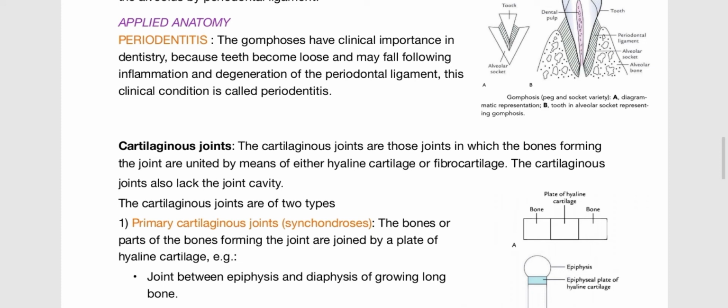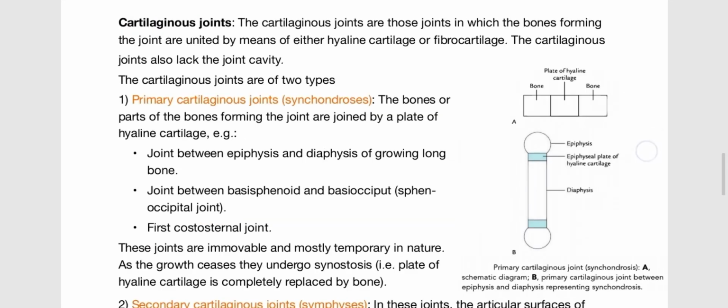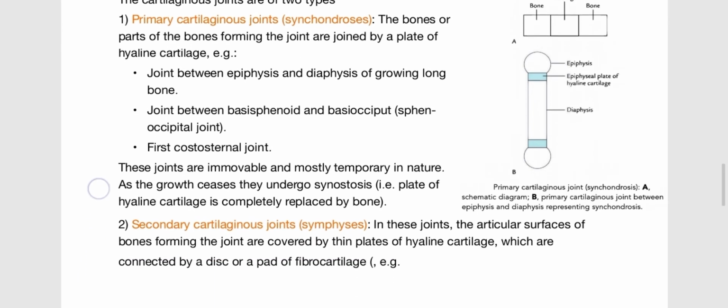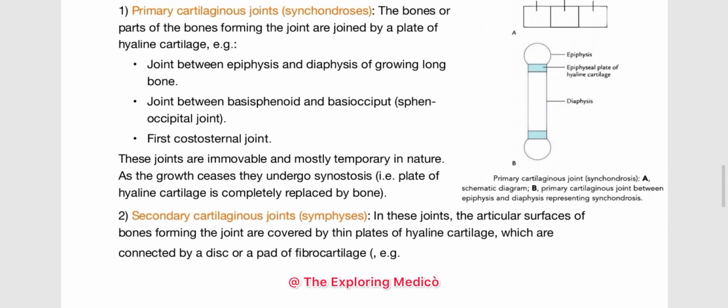The next is cartilaginous joint. The cartilaginous joints are those joints in which the bones forming the joint are united by means of either hyaline cartilage or fibrocartilage. The cartilaginous joint also lacks a joint cavity. There are mainly two types of cartilaginous joint: primary and secondary cartilaginous joint. Primary cartilaginous joint is also called synchondrosis, and secondary cartilaginous joint is also called symphysis.